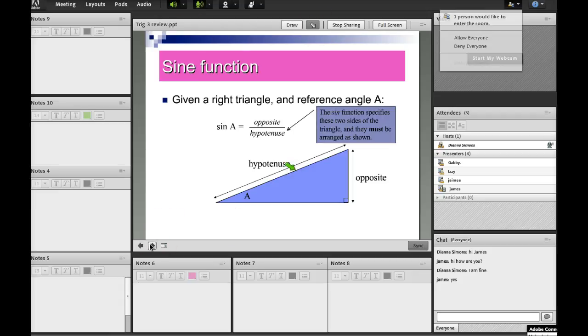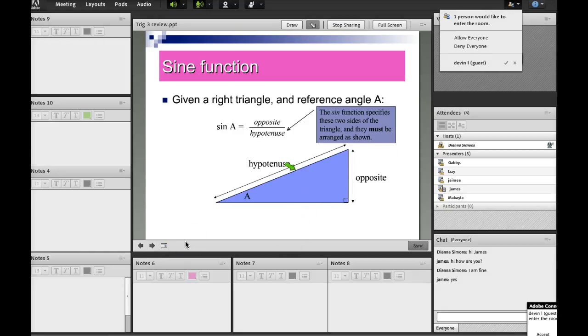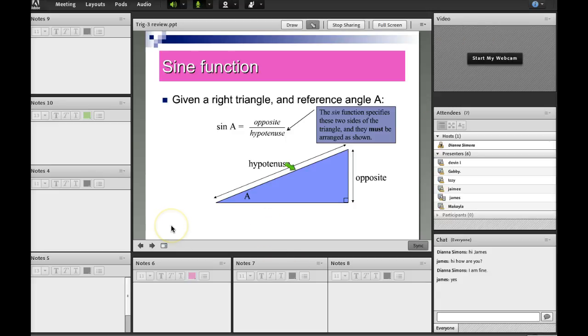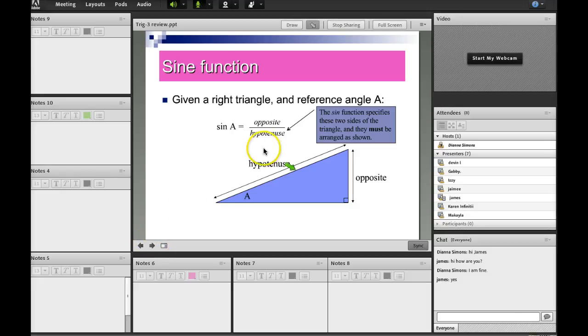Okay, the sine function specifies, all right, hi Michaela, that these 2 sides, oh, hi Devin, of the triangle, and they must be arranged as shown. The opposite side must be on top, all right, and then the hypotenuse.